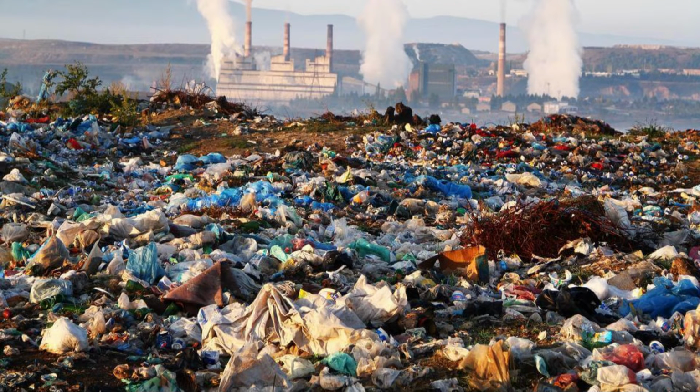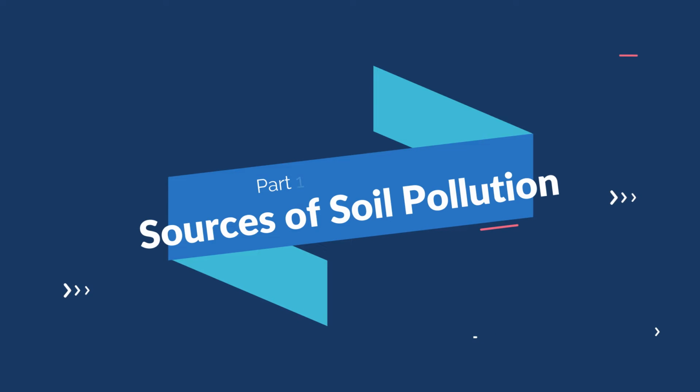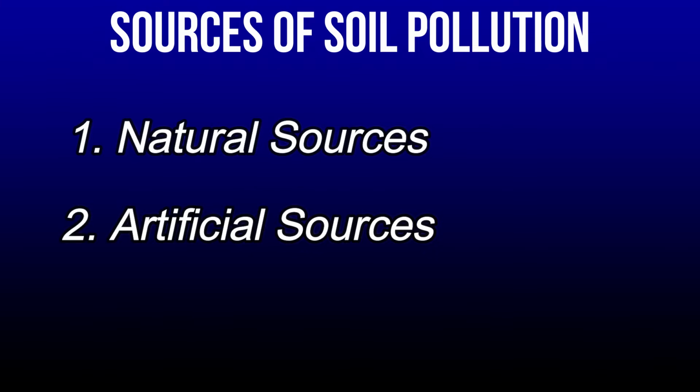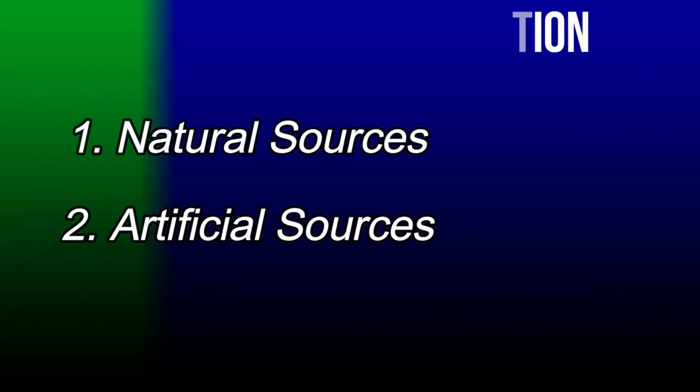Now, the next unit, that is the sources of soil pollution. Which are the sources of soil pollution? We see in details. The various sources of soil pollution may be categorized into two groups. Number one is natural sources and number two is artificial sources. Now, in details, we will see the natural sources.